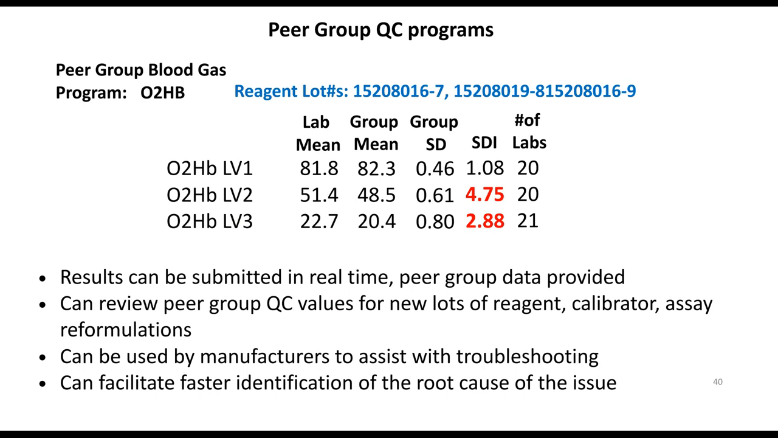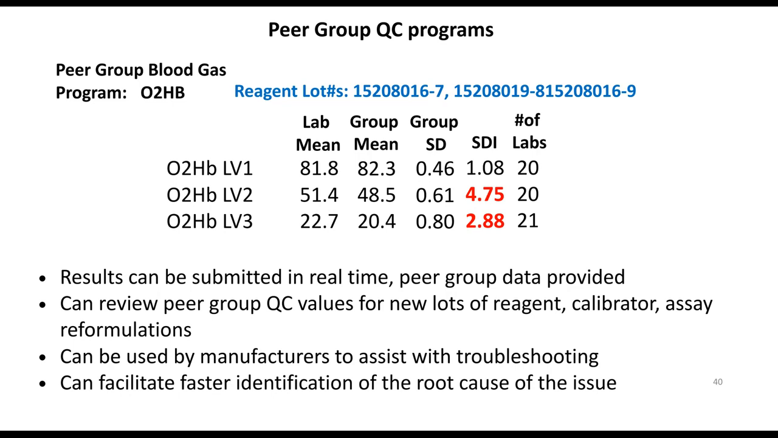This peer group program is for oxyhemoglobin results from a blood gas analyzer. We can see that the SDI for our laboratory was high compared to the peer group for 2 levels of QC. So this was an issue that was isolated to our lab. This was resolved by placing a new cartridge of the existing reagent lot on the analyzer. So this was caught before it could impact patient care.